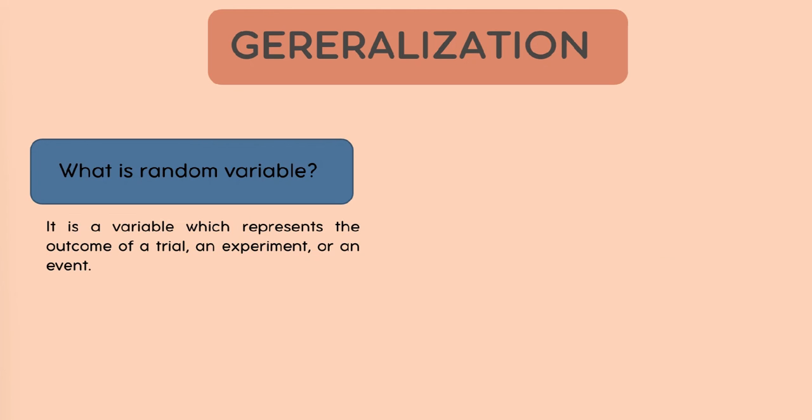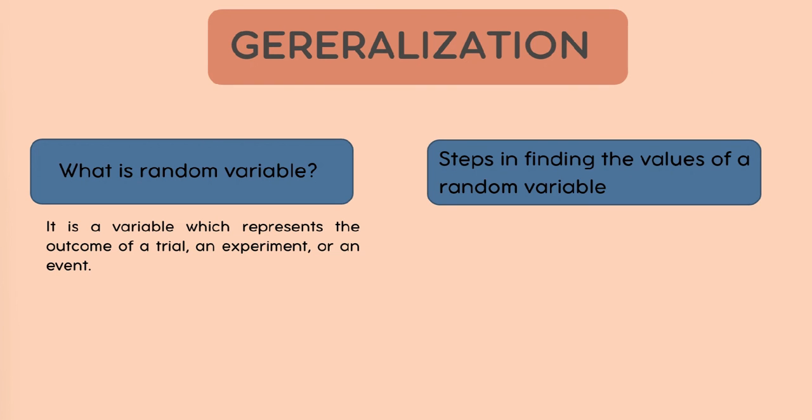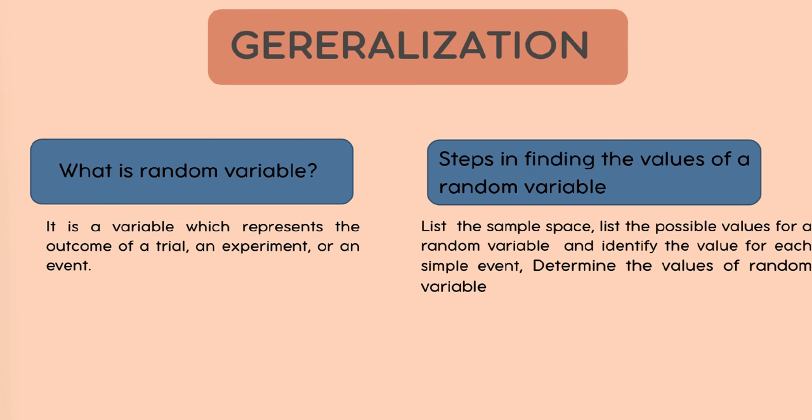Okay, very good. So to wrap up our lesson for today, what is a random variable? A random variable is a variable which represents the outcome of a trial, an experiment, or an event. Now, what are the steps of finding the values of a random variable? First, you need to list the sample space. Second, list the possible values of the random variable and identify the value for each simple event. And lastly, you need to determine the value of the random variable.